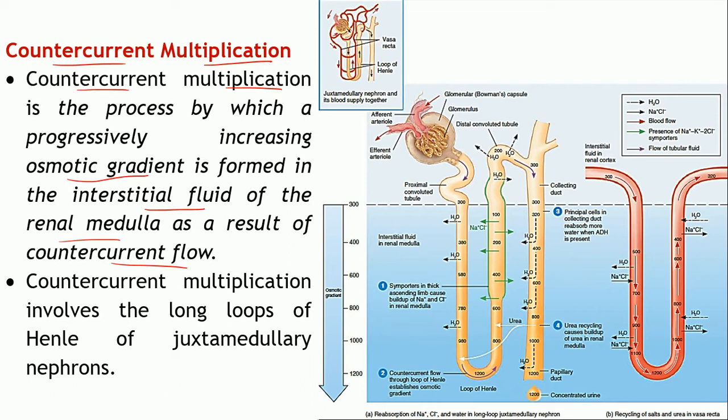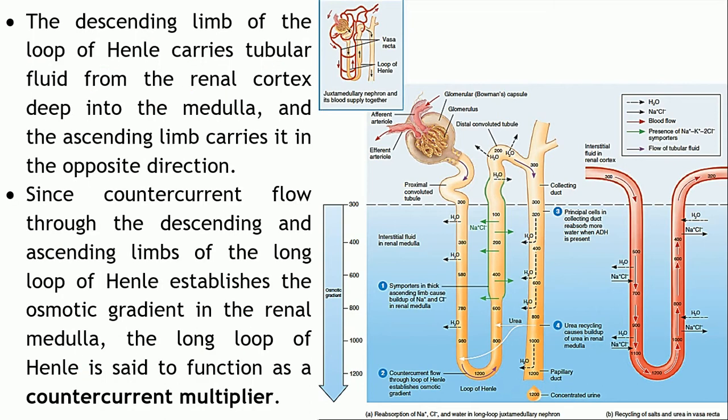So what makes it possible? This countercurrent multiplication involves the long loops of Henle in the juxtamedullary nephrons. Here you can see that there is a countercurrent flow, right? So fluids are moving in the opposite direction.